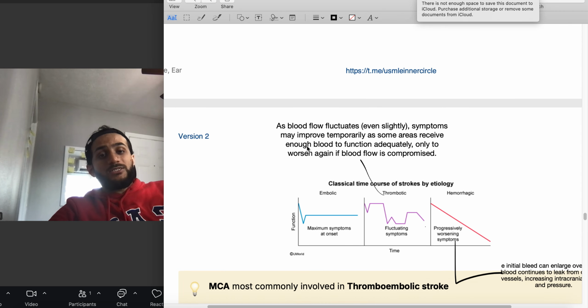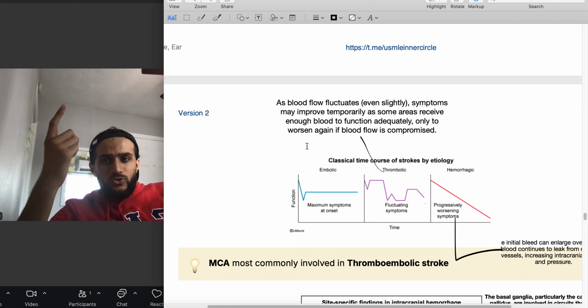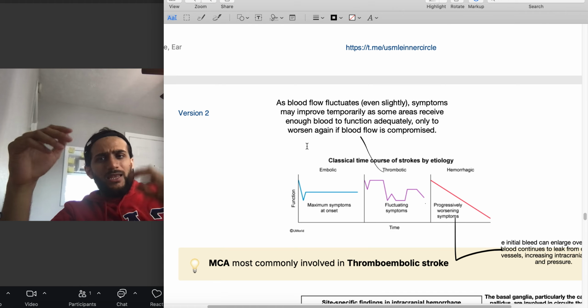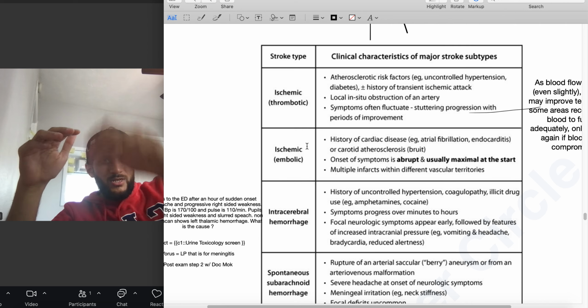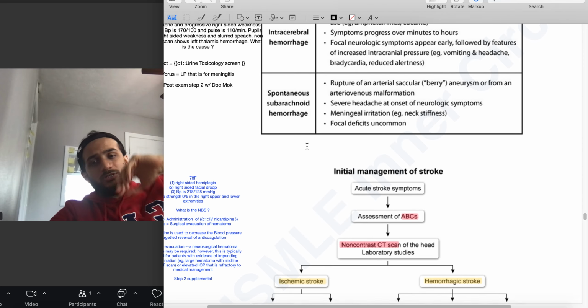I want to come here, guys, and really recap for you what stroke is. We have 3 types. We have ischemic stroke, which is atherosclerosis, hypertension, diabetes, smoking, and the symptoms can often fluctuate, with stuttering progression, because some areas may receive less blood and some may receive more blood.